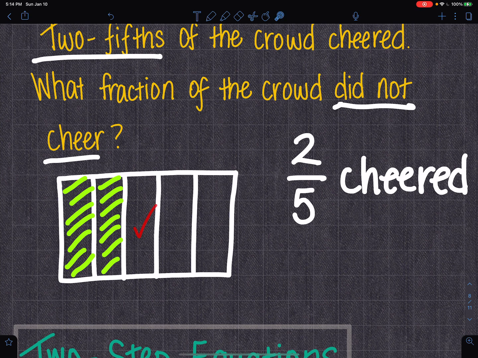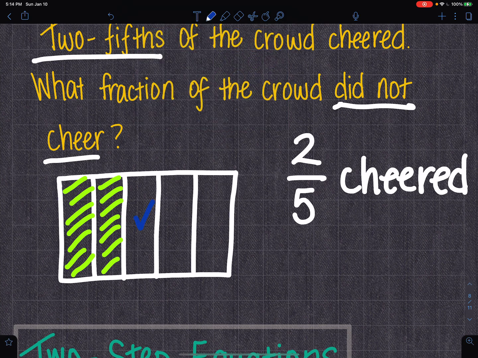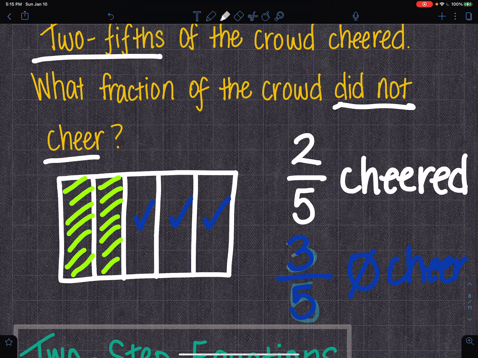So this group did not cheer, this did not cheer, this did not cheer. So the people that did not cheer are 3. I'm going to get a different color so it's not confusing. Did not cheer, did not cheer, did not cheer. So this is 3 out of 5. No cheer. They were not cheery. Okay, so the answer is 3/5. Let's make that a little easier to read. 3/5. That's not easier to read, is it? Let's just say 3/5 did not cheer.